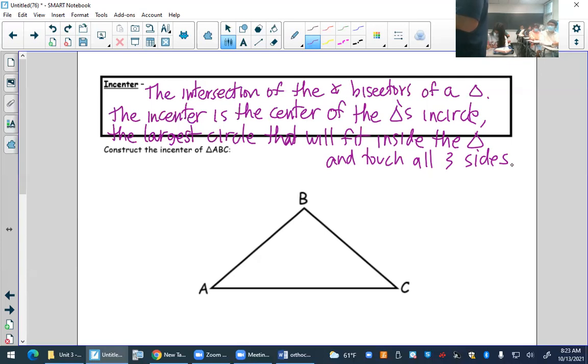Intersection of the angle bisectors of the triangle. That's what the incenter is. The intersection of the angle bisectors of a triangle. In other words, where the angle bisectors meet. The incenter is the center of the triangle's incircle, which I'll show you in a minute, the largest circle that will fit inside the triangle and touch all three sides. Okay.